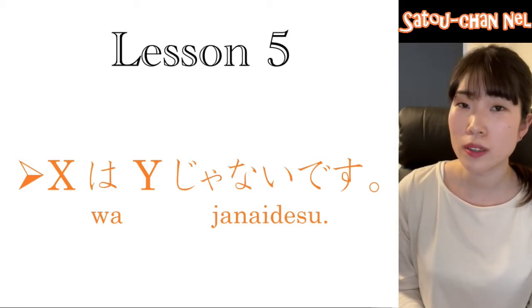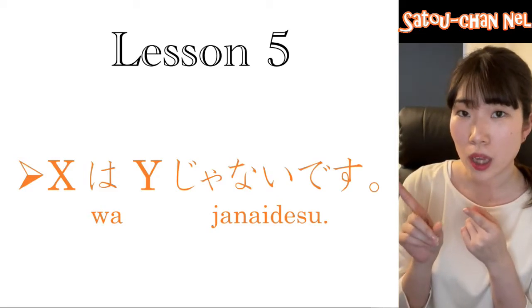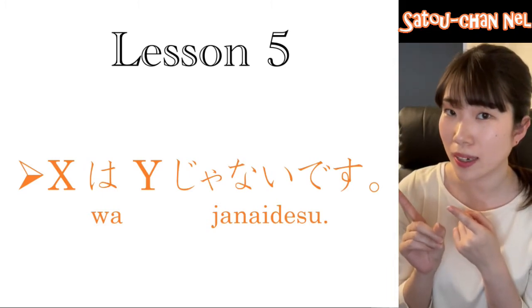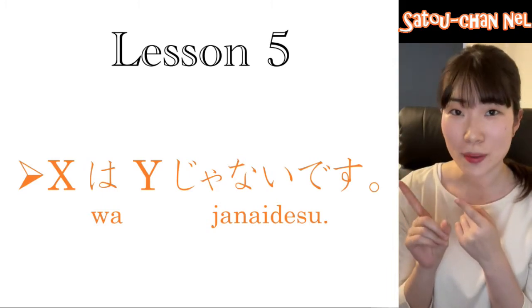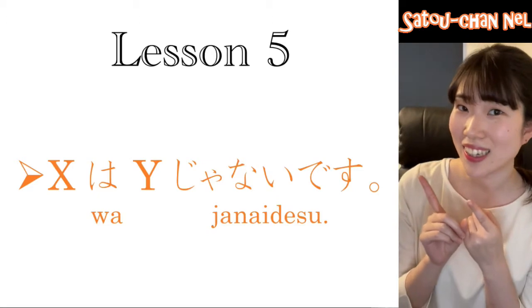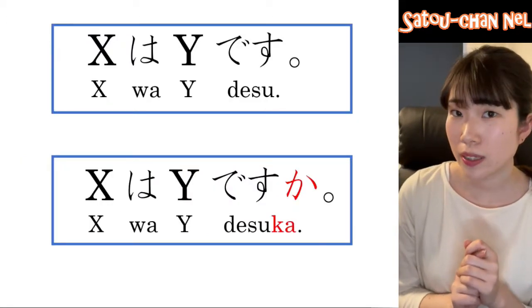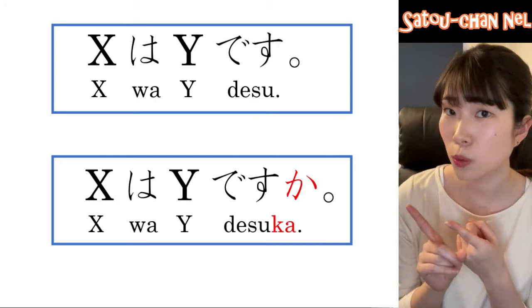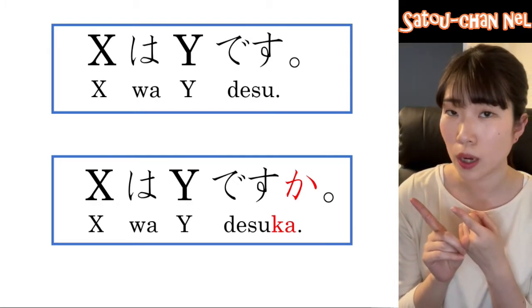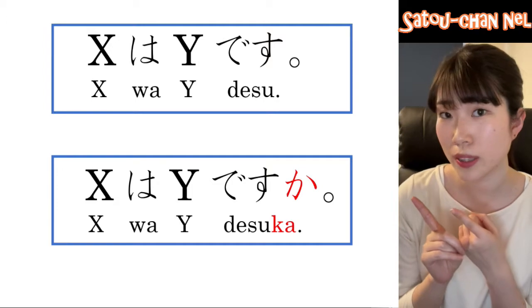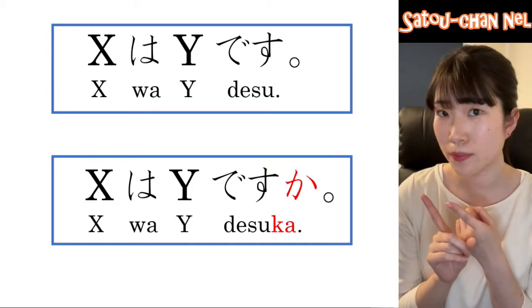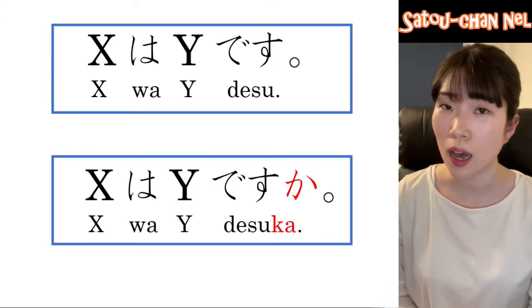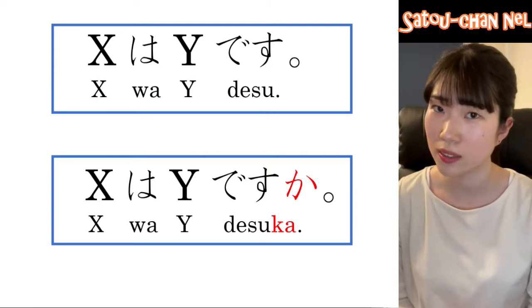Today we are going to learn this grammar. X は Y じゃないです。では始めましょう。Let's get this started. You already learned this grammar. X は Y です。X is Y. And X は Y ですか? Question, is X Y? Today we are going to learn how to negate the sentence.